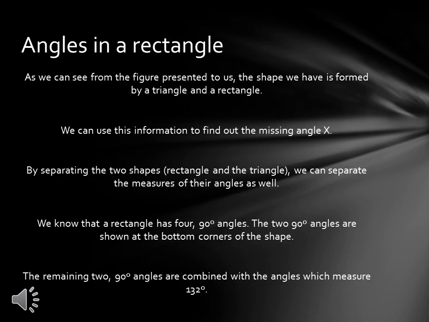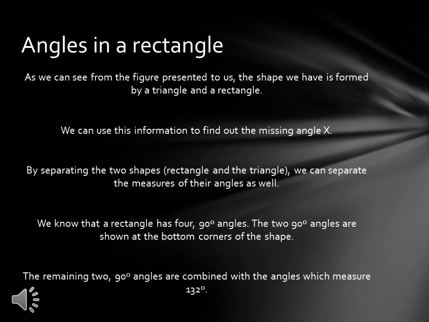Angles in a rectangle. As we see from the figure presented to us, the shape is formed by a triangle and a rectangle. We can use this information to find the missing angle x. By separating the two shapes, the rectangle and the triangle, we can separate the measures of their angles as well.